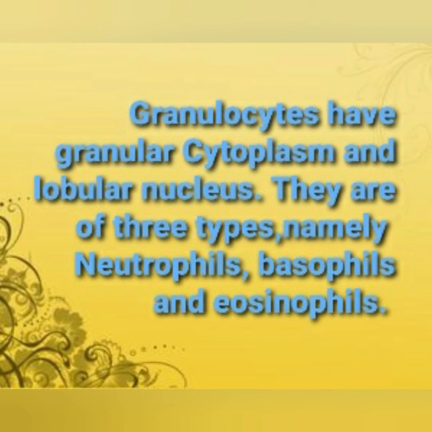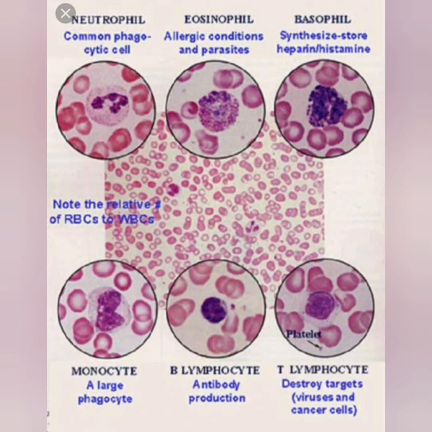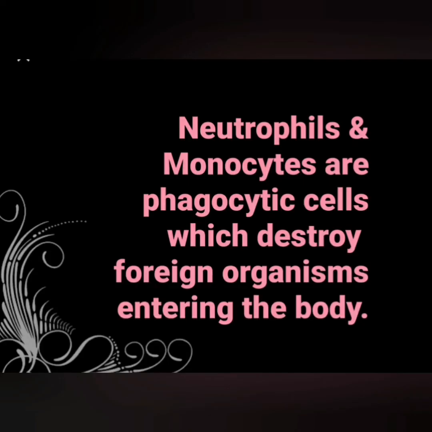Granulocytes have granular cytoplasm and lobular nucleus. They are of 3 types, namely neutrophil, basophil and eosinophil. Neutrophils are the most abundant cells, about 65%. Basophils are the least, 0.5 to 1%, and eosinophils 2 to 3%. Here the different blood cells are shown with their function.